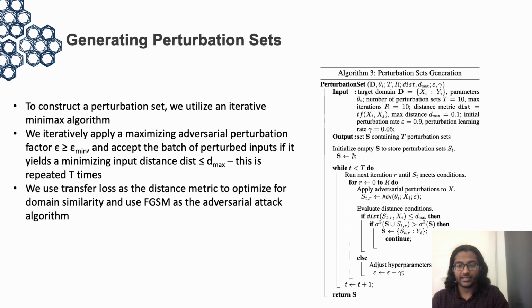We consider the added constraint that the defender starts with only their own target domain and does not have access to a large pool of natural domains. We propose a method to generate a set of synthetic domains by iteratively inserting perturbations. To construct a perturbation set, we utilize an iterative minimax algorithm where we iteratively apply a maximizing adversarial perturbation factor and accept the batch of perturbed inputs if it yields a minimizing input distance. We repeat this t times. We use transfer loss as the distance metric to optimize for domain similarity and use FGSM as the adversarial attack algorithm.